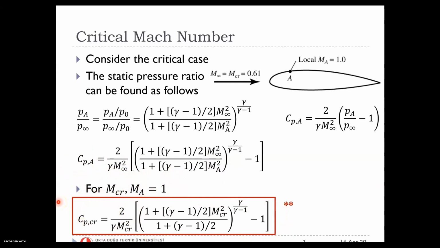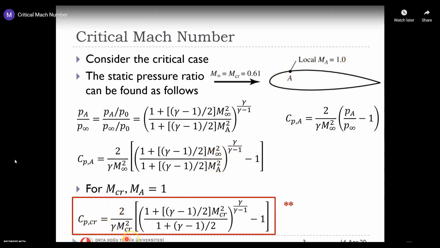This equation is an exact equation. It's not an approximation. It's for isentropic flow. Under the isentropic flow assumption, it gives us the critical pressure coefficient at the minimum pressure location, or, well, you can consider it the location where we have Mach number 1. It doesn't have to be the minimum pressure location, but it gives us the pressure coefficient wherever the Mach number is equal to 1 on the airfoil in relation to the free stream Mach number.